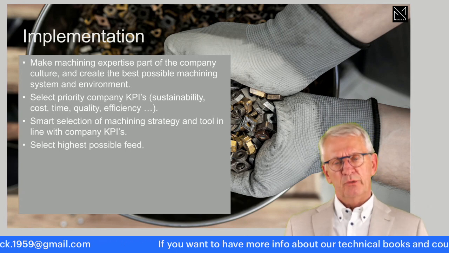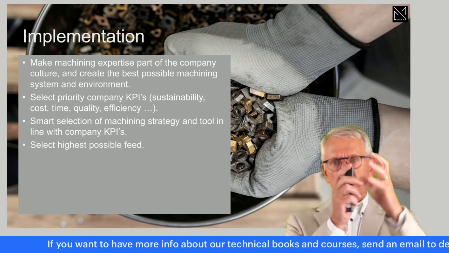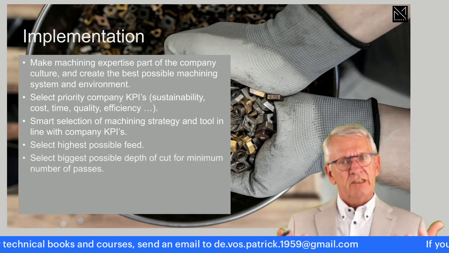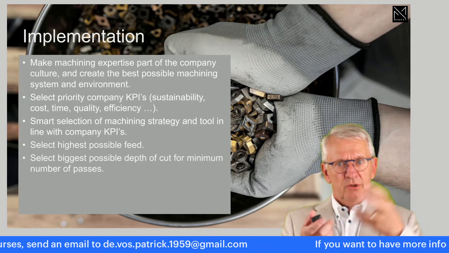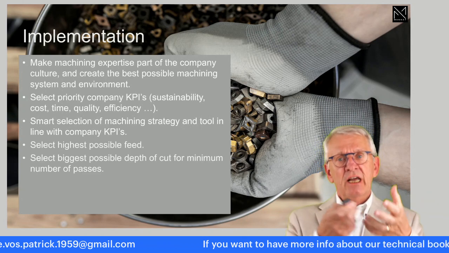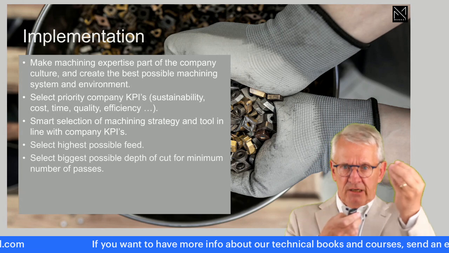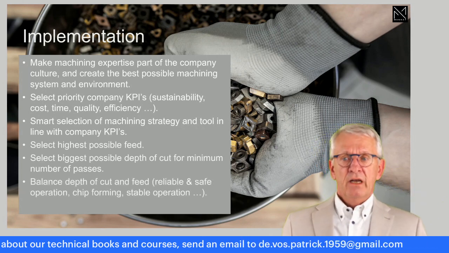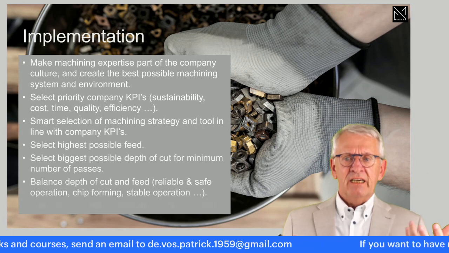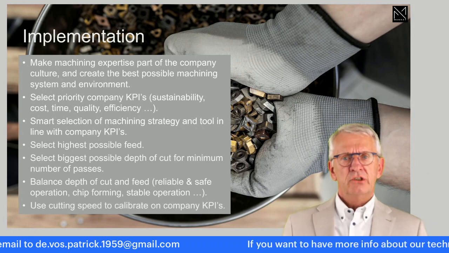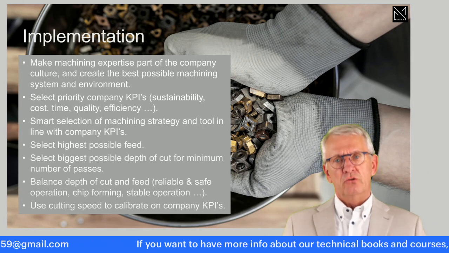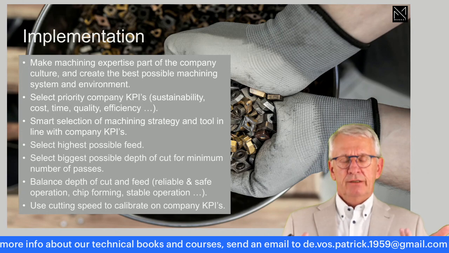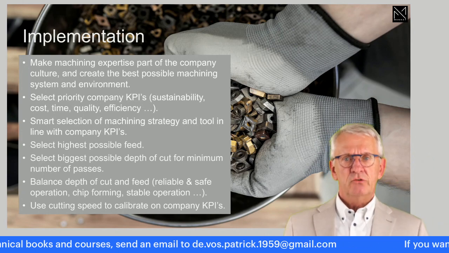Next, select the highest possible feed, but stay within your volume of opportunities, possibilities. Select the biggest possible depth of cut, but make sure not just the biggest possible depth of cut, but feed and depth of cut must be in balance. And chip formation is there your metric that tells you if the relation is okay. And last but not least, you select your cutting speeds to fine tune. That's in a nutshell the steps to take.